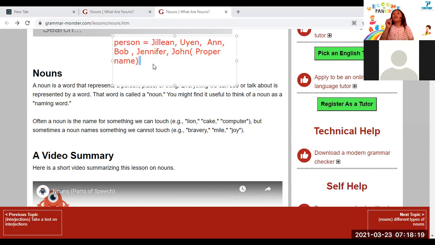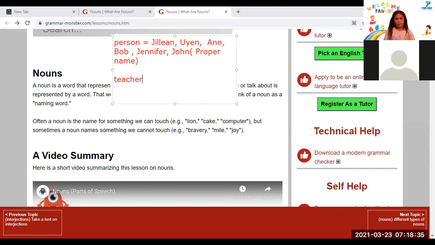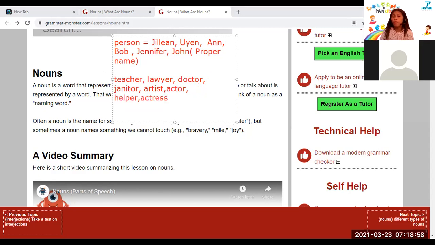Because it starts with a big letter or capital letter. Another example, teacher will give you another name of a person. When I say lawyer, doctor, janitor, artist, actor, helper, actress. Look at the ones I mentioned here.